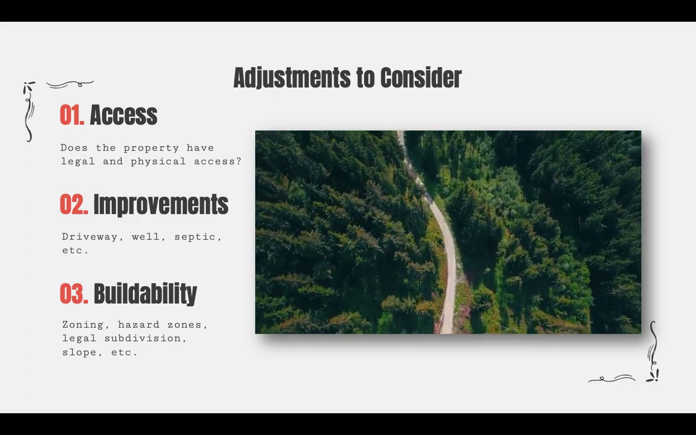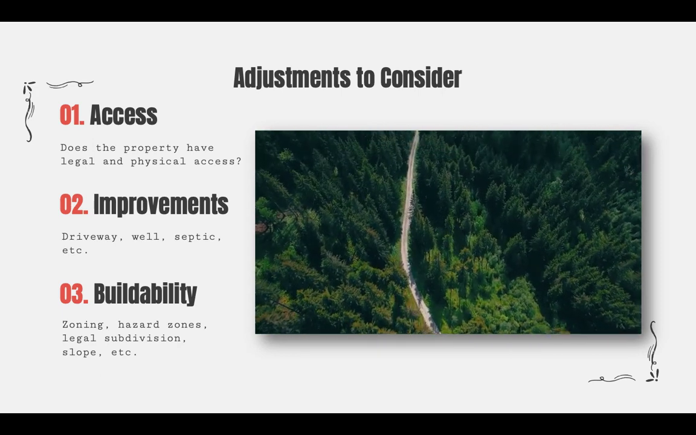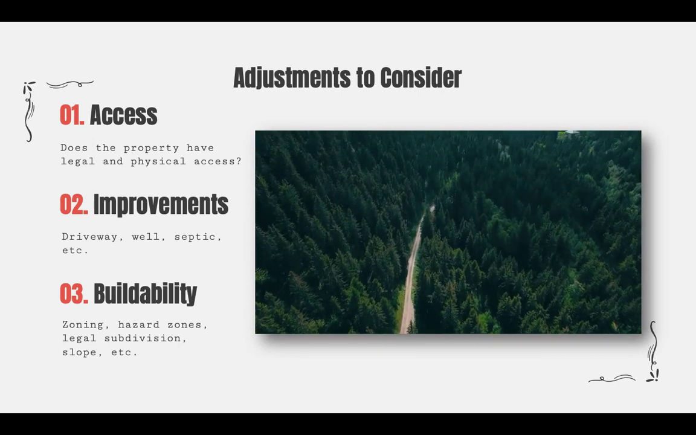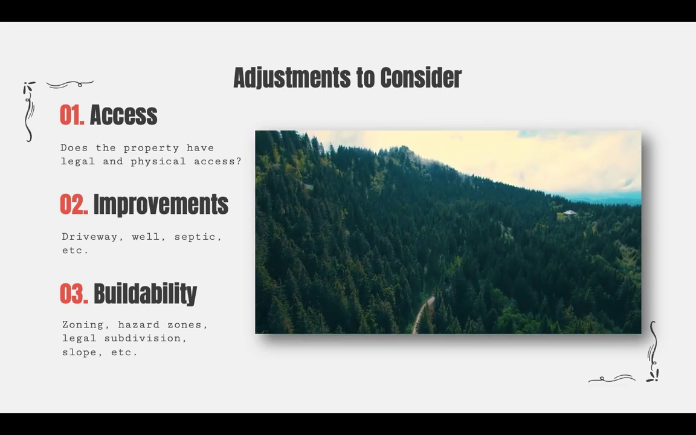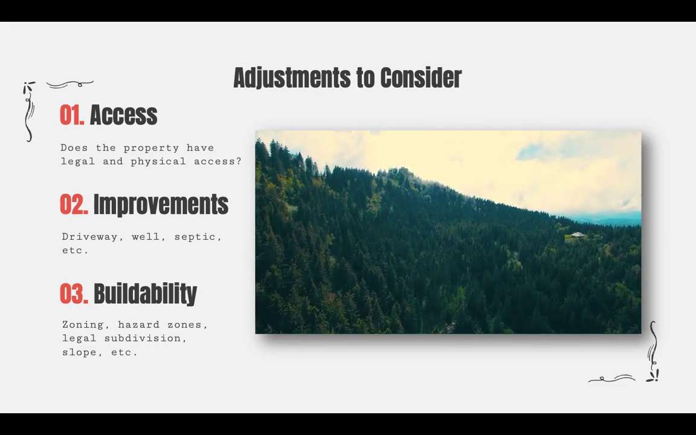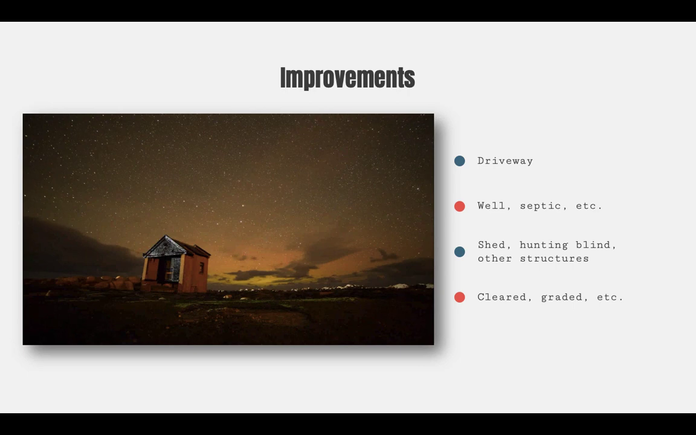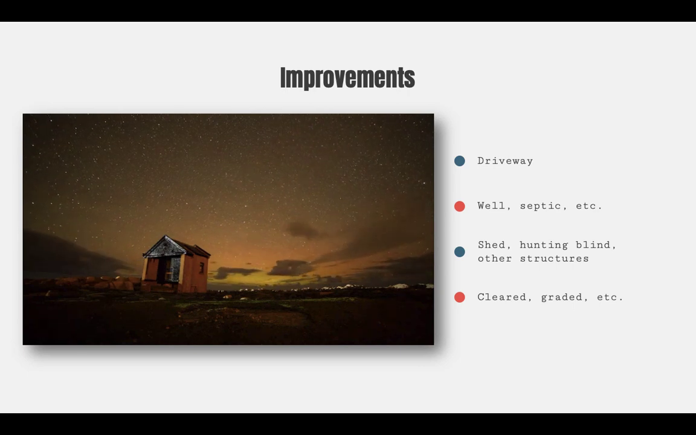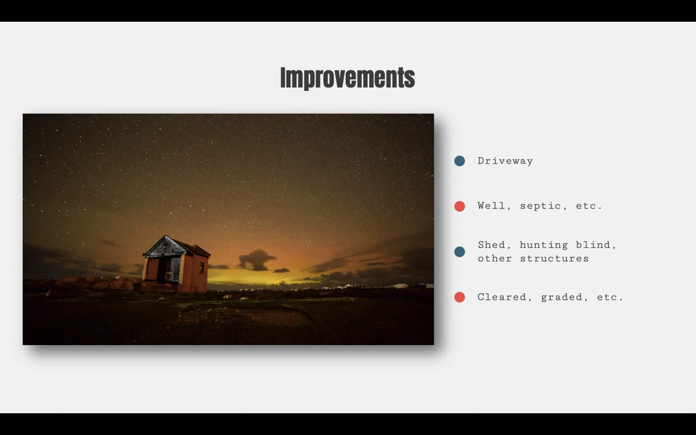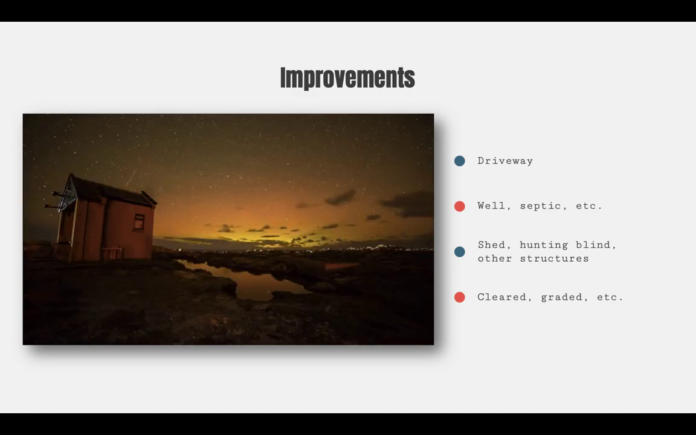Then you can also look at improvements on the lot and also dig into buildability, so what you can actually put on the property. Now with improvements, these are things like a driveway, if there's an existing well or septic system. Sometimes you'll see properties that have a shed or a hunting blind, or maybe an old cabin. Even some of these older, more worn out properties can add some value to the lot.